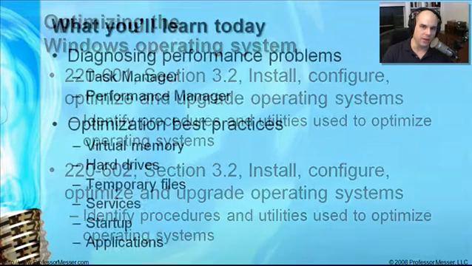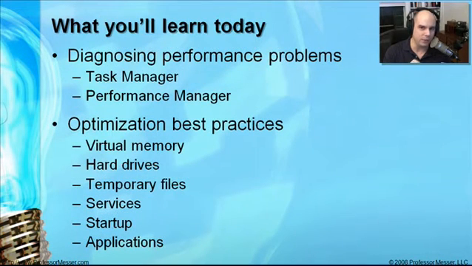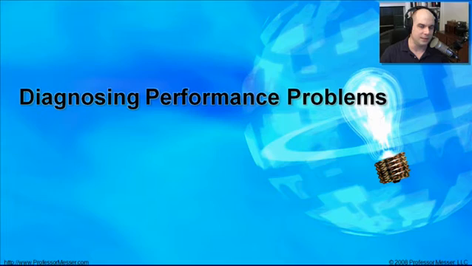And when you get into working with operating systems and tweaking them and making them run faster and better, these are great tools and utilities that you can use. We're going to talk about diagnosing performance problems using Task Manager and Performance Manager, and then we'll also talk about some best practices relating to virtual memory, hard drives, temporary files, services, the startup process, and applications that might be running on your system. And this is a great way to go through your Windows XP or Windows 2000 operating system and look to see if it's running as best as it could be using some of these best practices.